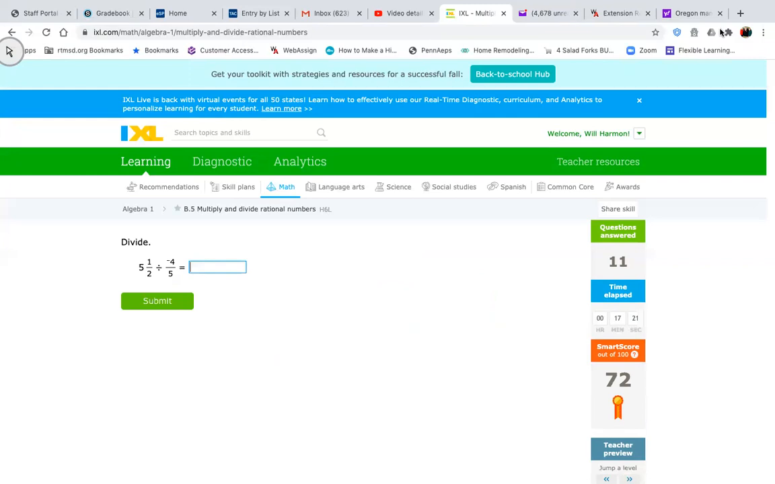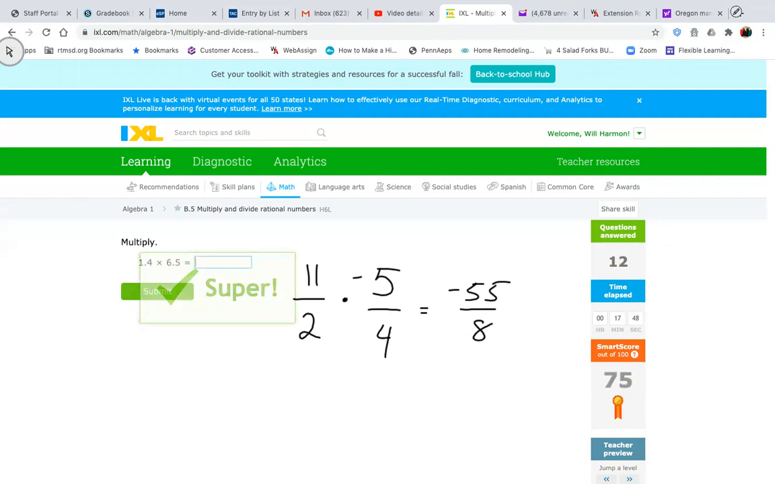Again, I have a mixed number at the front. So I need to do 2 times 5 is 10, plus 1 is 11. So I have 11 over 2 times, flip my second fraction, so that's -5 over 4. 11 times -5 is -55 over 8. And we're almost done, and then I'll tell you what you guys need to do.